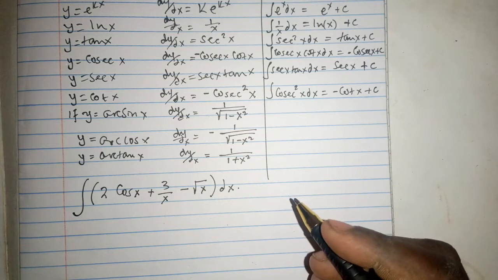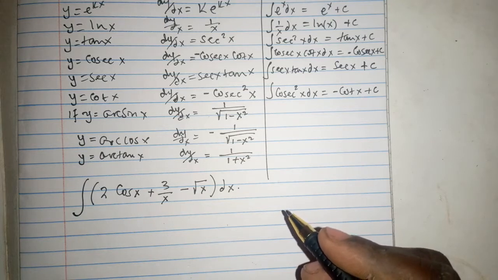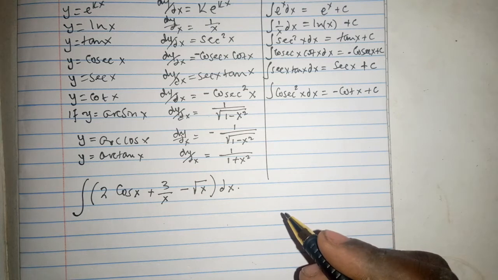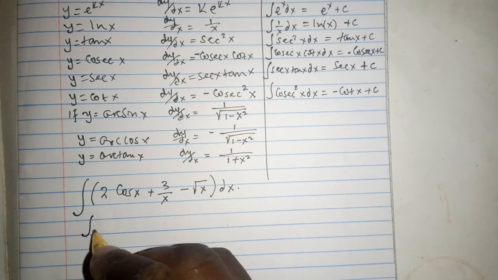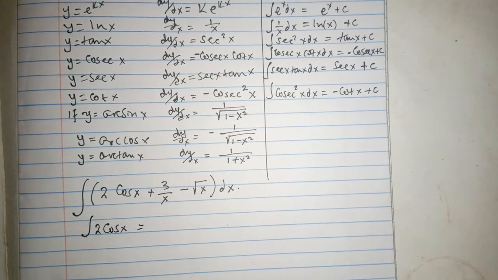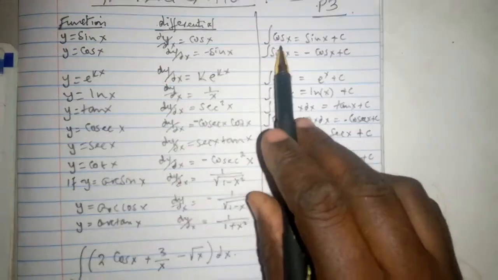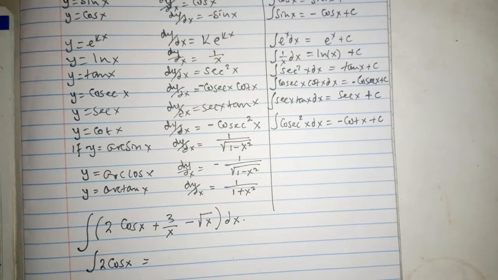And just like we have been differentiating polynomially, even with integration, we need to learn how to integrate polynomially. That means a term at a time, meaning that if we take the first term, we're going to have the integral of 2 cosine x, which we can do using the very first one. The integral of cosine x is sine x, of course, plus c. This means we are going to have 2 sine x plus c, and we are done with the first term.